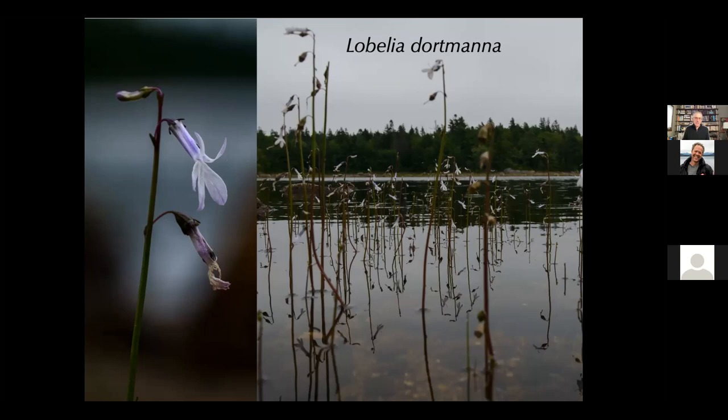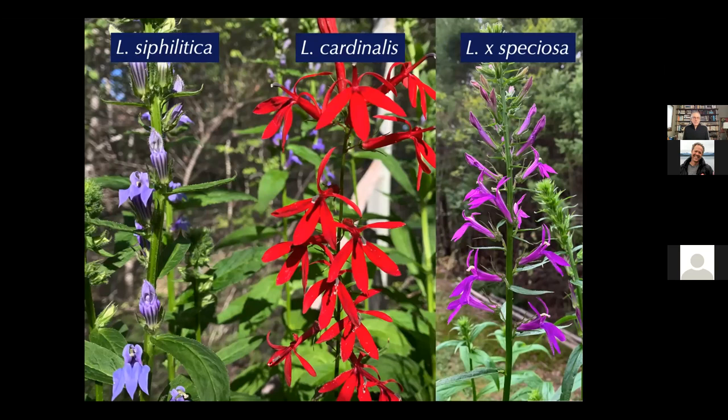Cardinal flower's closest relative is thought to be Lobelia syphilitica. This is a bumblebee pollinated plant shown on the left. And you can cross the two. And when you cross them, you make this beast on the right called Lobelia bispeciosa. And you can buy seeds of this in gardening stores.